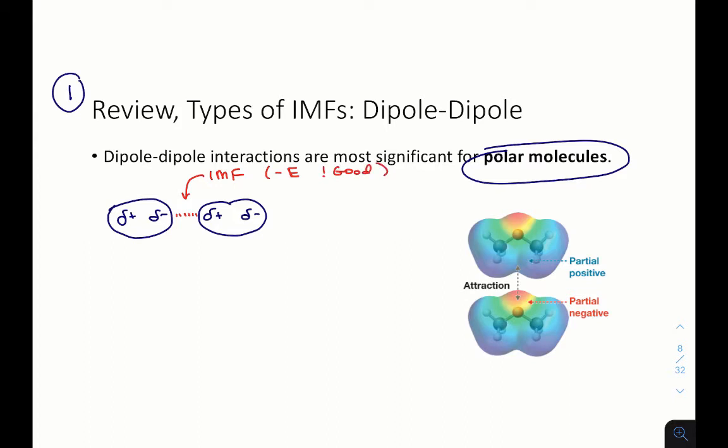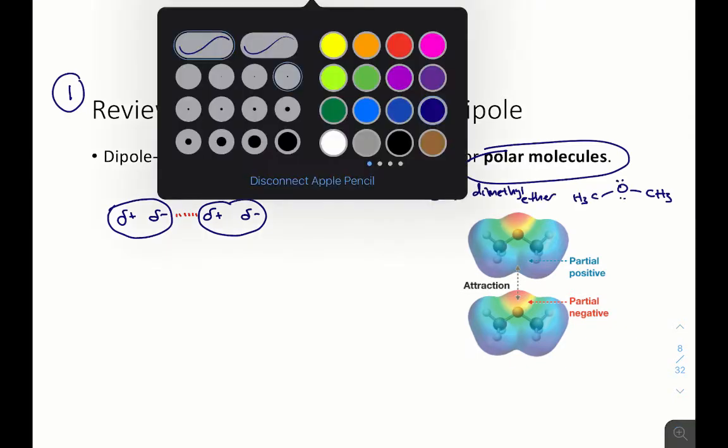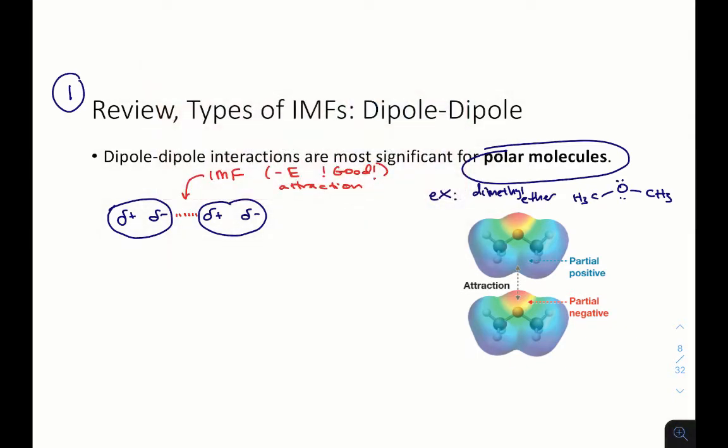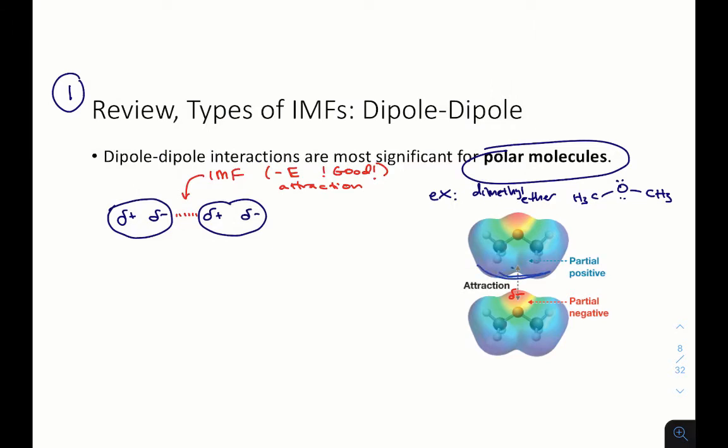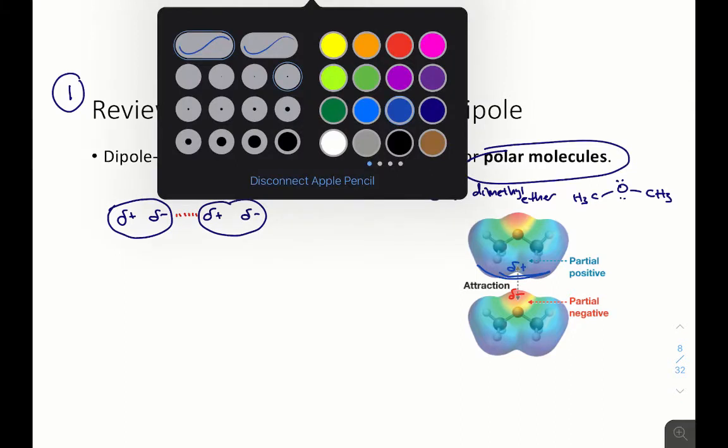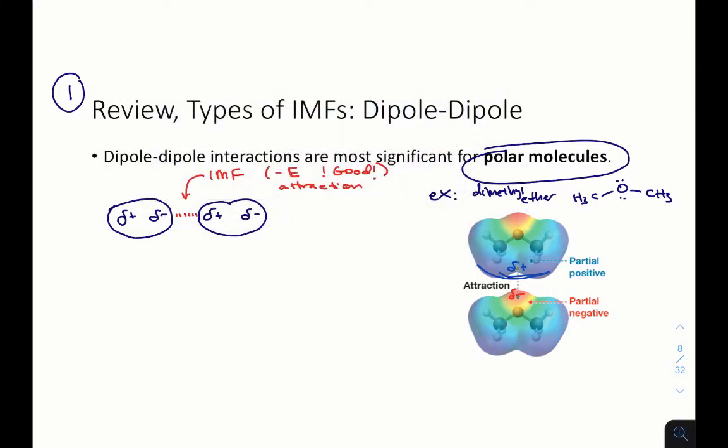Low energy, good. The example of the dipole-dipole forces on the right side of the screen is between two molecules of dimethyl ether. And you can see that this teeny tiny partially negative region attracts this a little bit larger partially positive region. So it actually turns out that dimethyl ether is not very polar, and that's typical of ethers. It's a little bit polar, but it's not very polar. Polarity is measured.